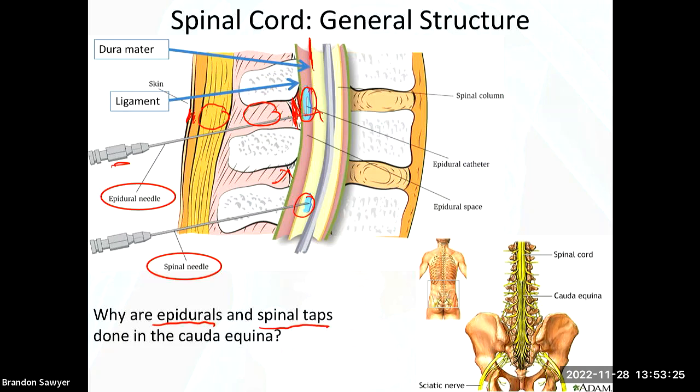But the reason you do it down low here is because there's less neurons in there, right? So less dense. Yeah, less dense with neurons. So there's just more space, and you can see lots more space there in the cauda equina. So less likely to actually damage something when you stick that needle in there. Okay, questions on any of that stuff?